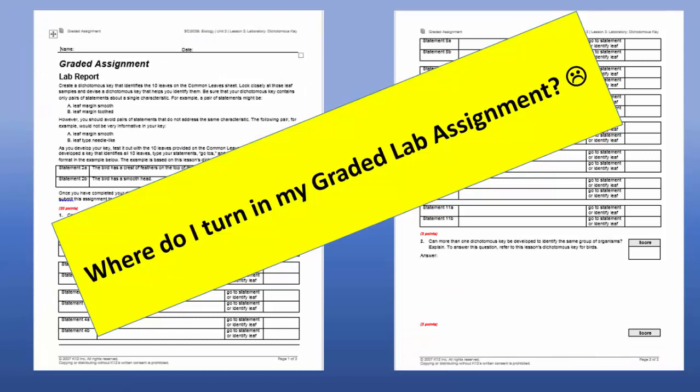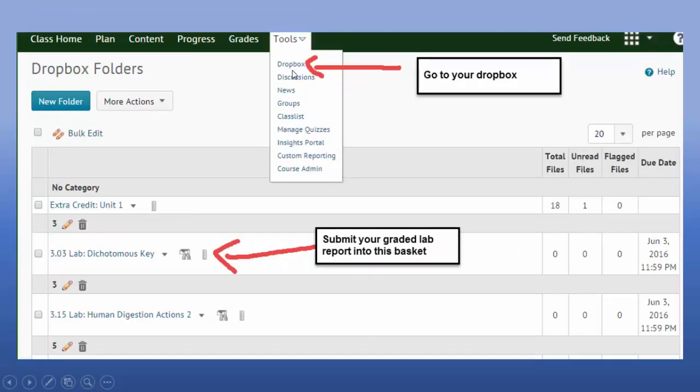So where would you turn in your finished graded lab assignment? You will go into your Dropbox under Tools and you'll come across this page. Click on Lab 3.03 Dichotomous Key, and this is the basket you will use to submit your assignment.